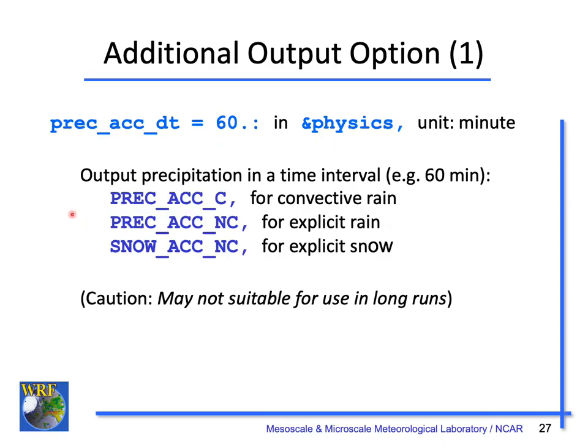The option writes 3 additional 2D fields to the wrfout file, and these are precipitation produced by convective parameterization and by microphysics. The snow here is also from microphysics.